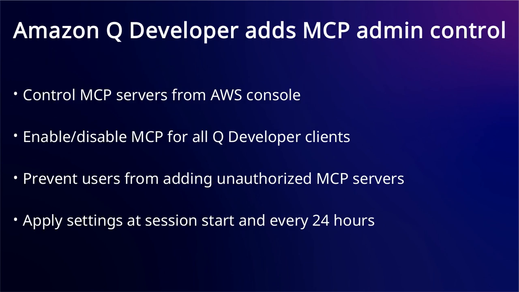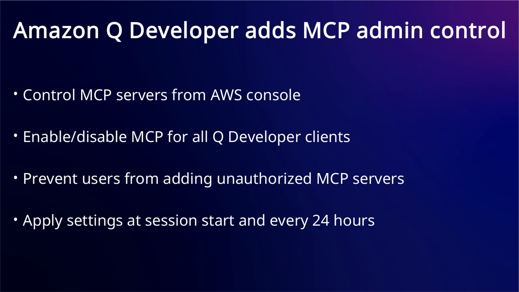Organizations need granular control over external resources in Amazon Q Developer. This new feature allows administrators to manage Model Context Protocol, MCP, servers directly from the AWS console. You can now enable or disable MCP functionality for all Q Developer clients in your organization.